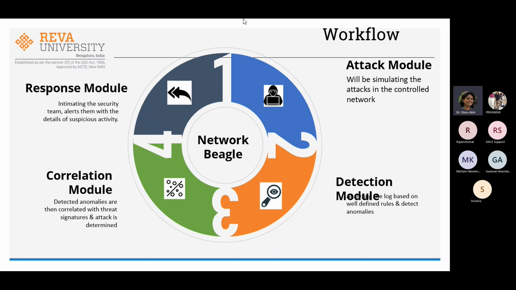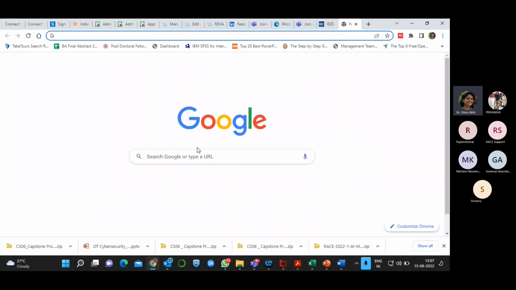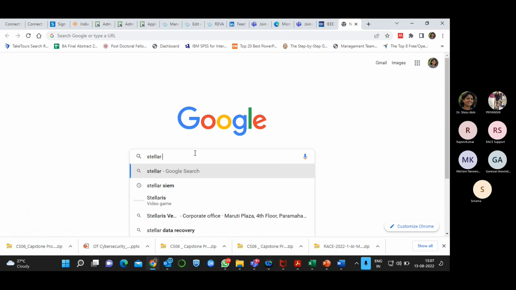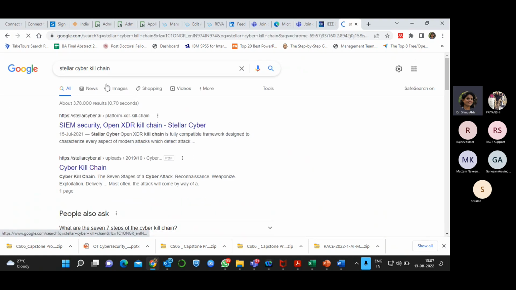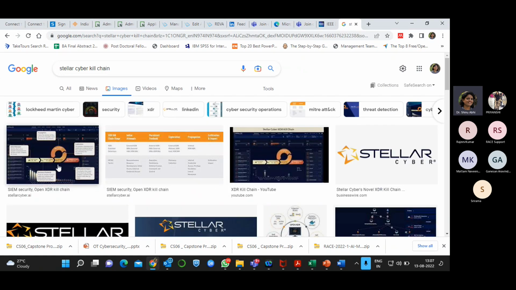But bring some kind of... A lot of work has gone inside that. This scope is not... I think there is a way that we can show it. I like the way Stellar Cyber... Very complex, I know. Yeah, but have you seen that? Stellar Cyber. Have you seen it? Cyber kill chain. I just wanted to show the image. Something like this, right?